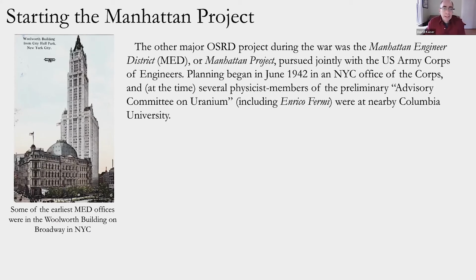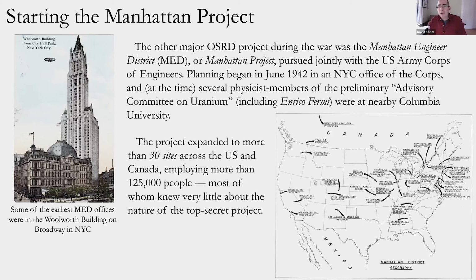Some of the earliest scientist consultants on this project were at Columbia University in New York City, including Enrico Fermi, who had just, as we saw last time, left Italy upon receiving his Nobel Prize in December of 1938. By January of 1939, he was basically set up at Columbia, and many of his colleagues there. So that's why it was originally named for Manhattan.